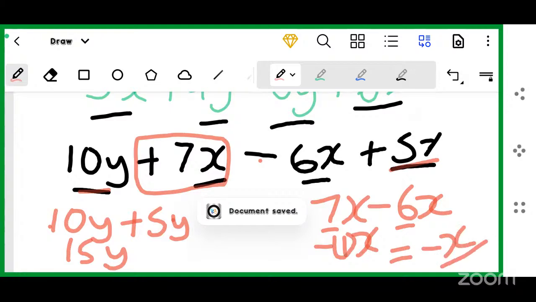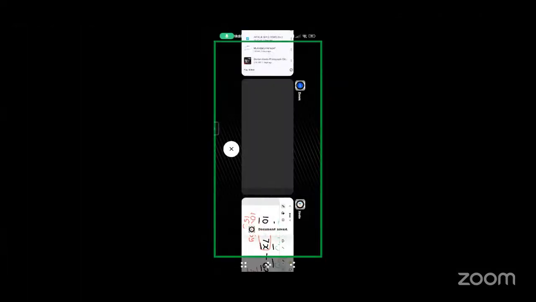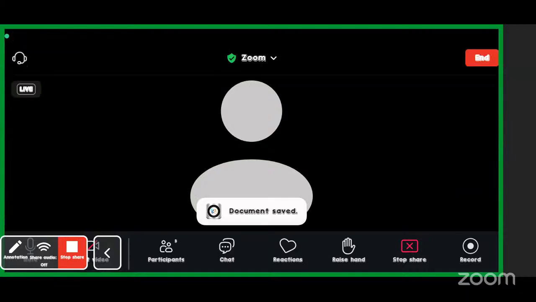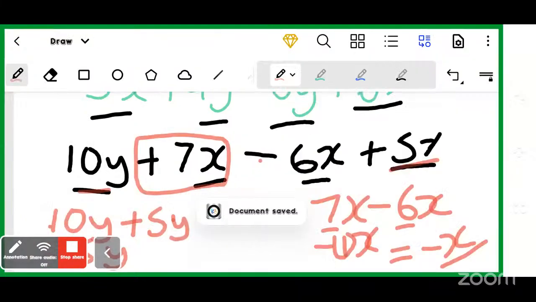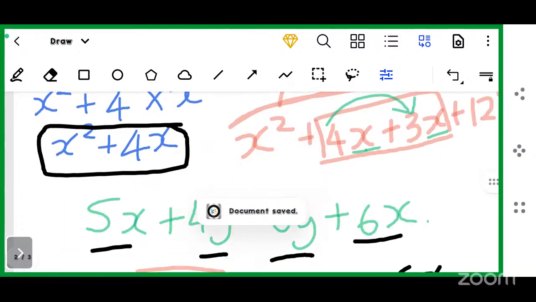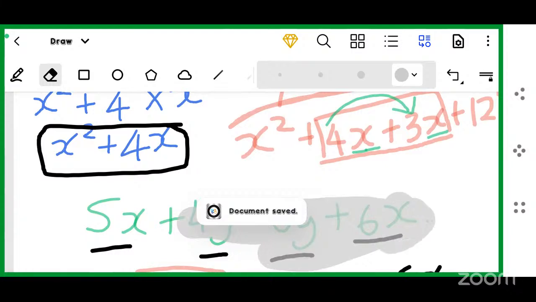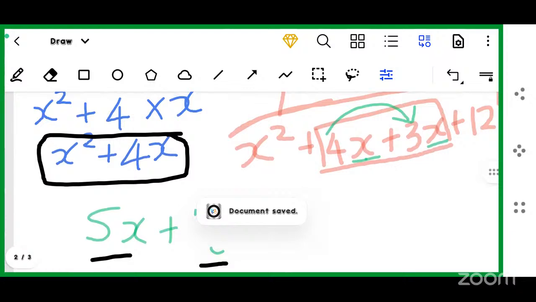Are you okay? Yes, ma'am. All right, so we are okay. Perfect. So where were we? Let me see. So now we were here. Let me just remove this part and give you the answer for this one. Do you think you can simplify and add the like terms on your side for this part?